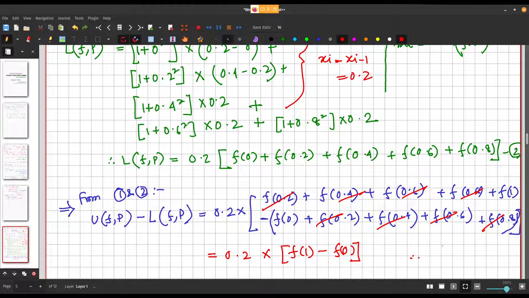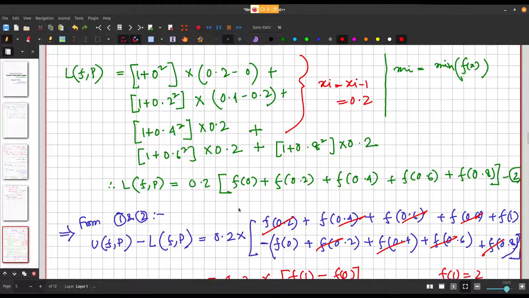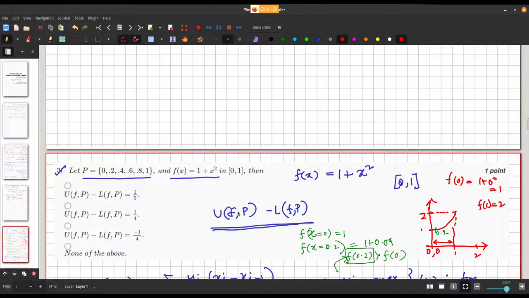And we have already calculated the value of f of 1 and f of 0. So f of 1 is 2 and f of 0 is 1. So this becomes 0.2, and we can write it in this form also. So U of FP minus L of FP is given by 0.2 or 1/5. So let us now check the options given, and we can see that the first option is the one which is matching with our answer. So this is the correct answer.